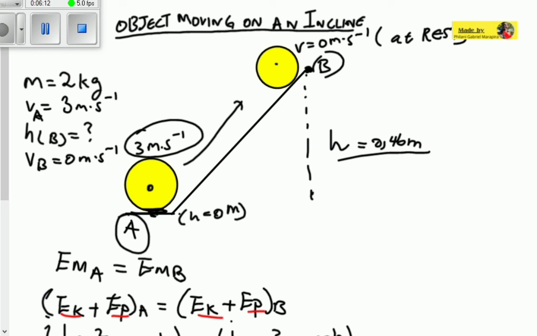So this is how you can utilize the principle or the law of conservation of mechanical energy to be able to solve different things on an object's motion.